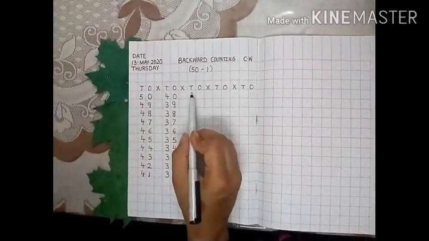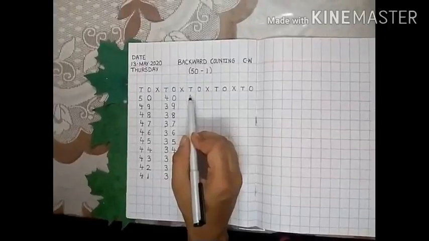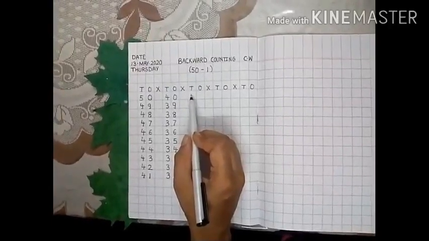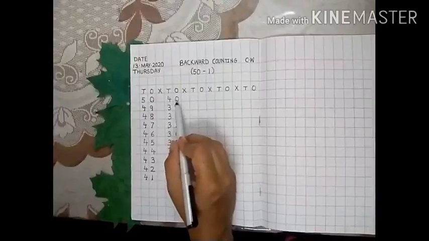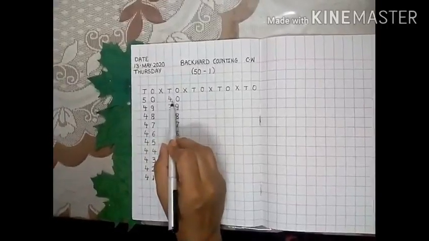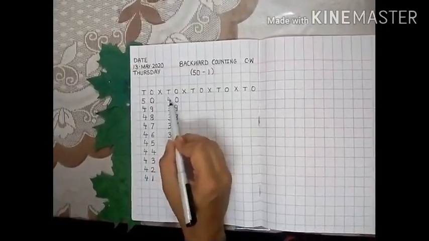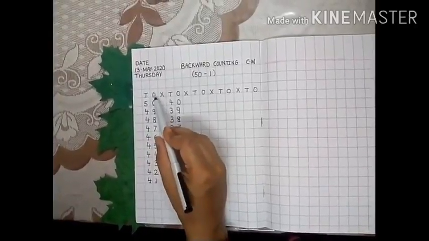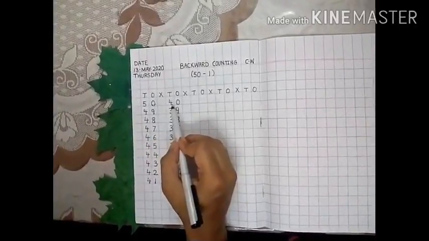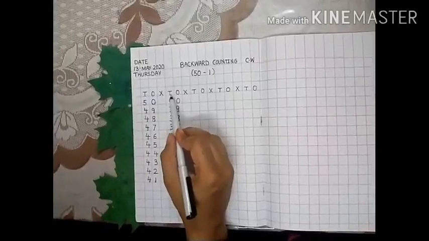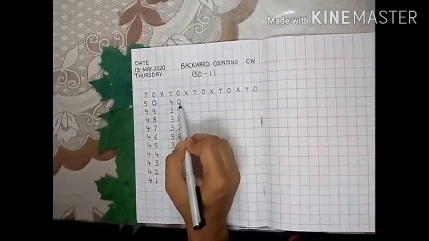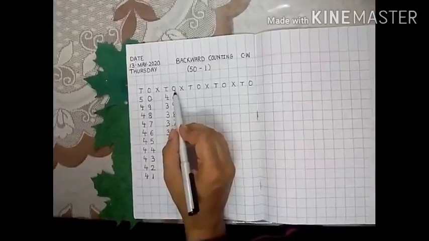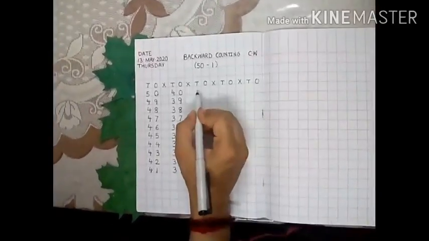Class, do you understand this? 50 and 40 are both double digit numbers. Likewise, 5 comes in the tens place and 0 comes in the ones place. Likewise, 4 comes in the tens place and 0 comes in the ones place. Now come to the next line.